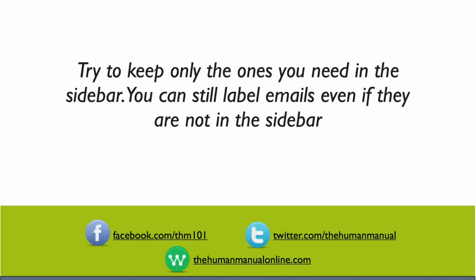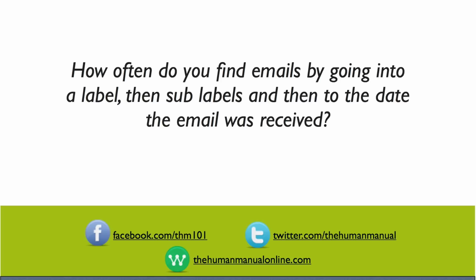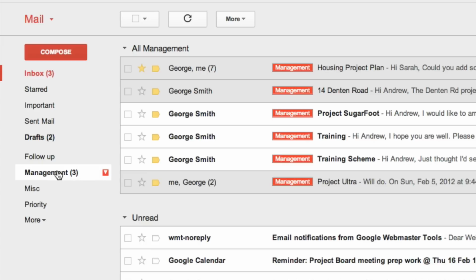You can still use them, before you shoot me or leave a harsh comment. You can still file things inside of them if you wanted to, but you just don't need to have them actively in your sidebar all the time. Like this management one, for example. It's very rare that I'm going to go into the management label that goes into another sub-label to find an email on a particular date. We just search, right? So we're used to searching. So it's highly unlikely that we're going to do that.